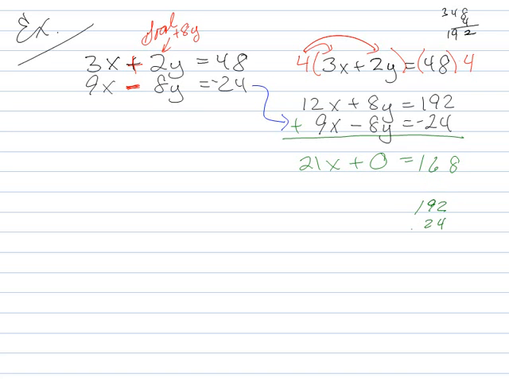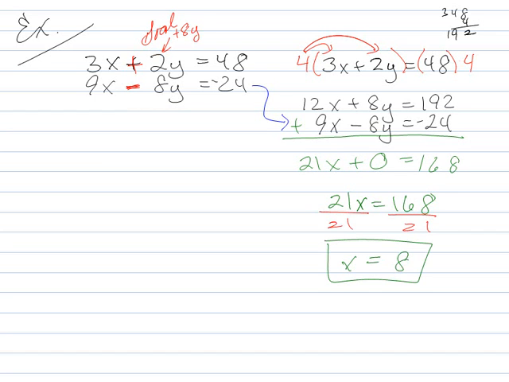192 minus 24. I'm going to take the 8. Look, see? Yes. Okay. I got it. There we go. So I've got 21x equals 168. Divide both sides by 21. And I get x equals 8. X equals 8. Yay! Okay.